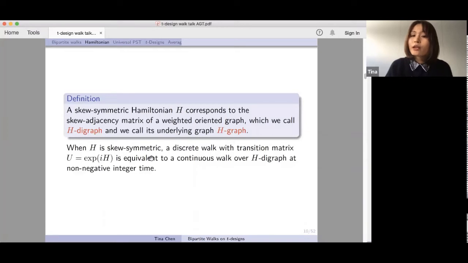And when the Hamiltonian is skew symmetric, then it corresponds to a skew adjacency matrix of a weighted oriented graph, which we will call the H-digraph, and we call its underlying unoriented and unweighted graph the H-graph. So we can see when a Hamiltonian is skew symmetric, a discrete quantum walk with transition matrix U will be equivalent to a continuous quantum walk over its H-digraph at non-negative integer times.